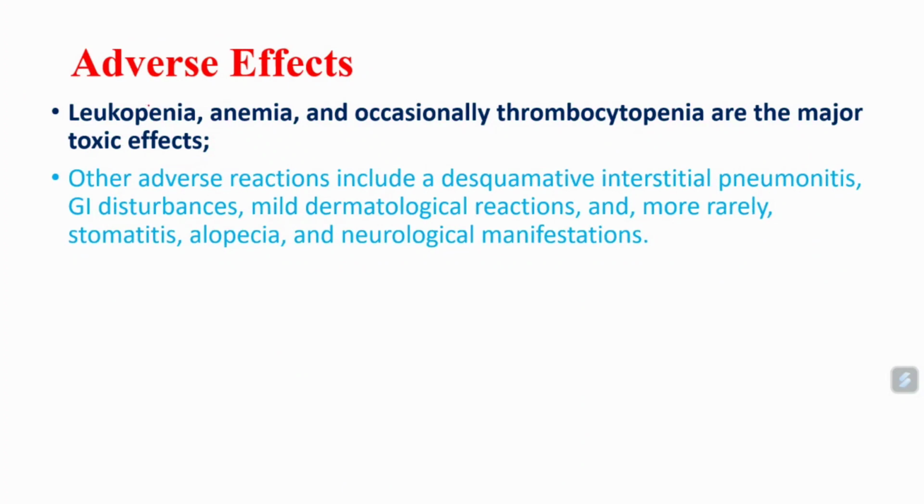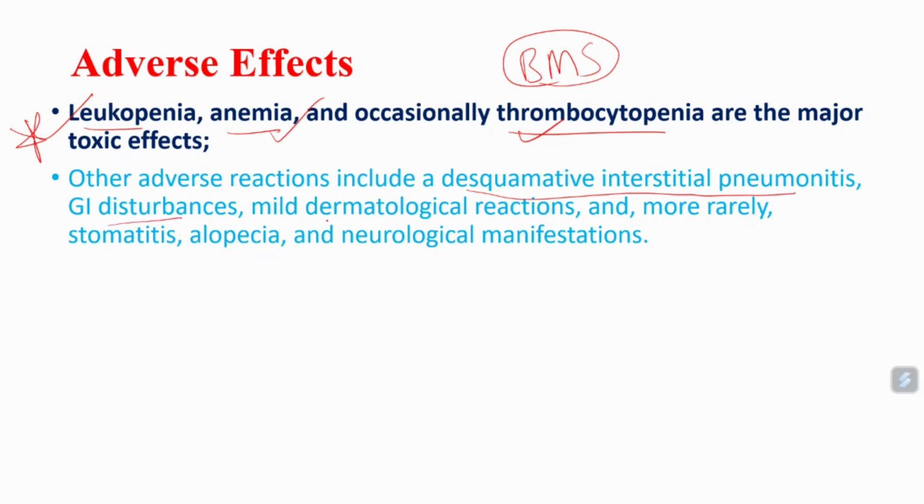Now if we see the adverse effects of hydroxycarbamide, always remember it causes leukopenia, anemia, and occasionally thrombocytopenia because it has a bone marrow suppressive action. But bone marrow suppression is not as high as with other cytotoxic drugs. These are major effects. Other adverse effects include desquamative interstitial pneumonitis, GI disturbances, dermatological reactions, stomatitis, alopecia, and neurological manifestations. All these are other rare adverse effects seen with hydroxycarbamide. Especially leukopenia is the important and specific adverse effect that we have to remember.